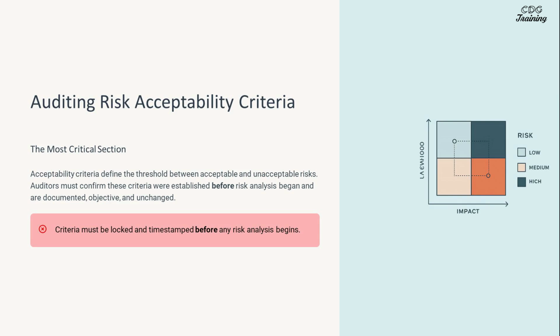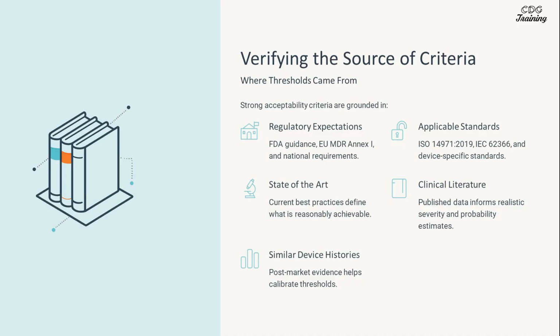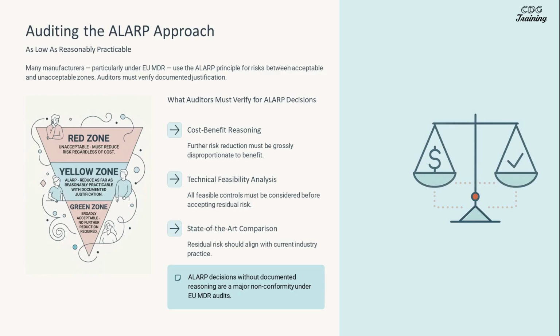Acceptability criteria define the threshold between acceptable and unacceptable risks. Auditors must confirm these criteria were established before risk analysis began and are documented and unchanged. Strong acceptability criteria are grounded in regulatory expectations, standards, state-of-the-art, and similar device histories. Auditors verify these sources to ensure criteria validity. Many manufacturers use the ALARP principle for risk management. Auditors must verify documented justification for ALARP decisions, ensuring they align with industry practice.